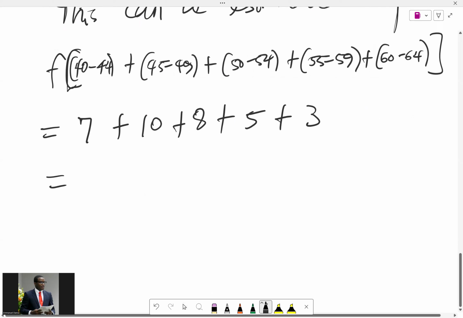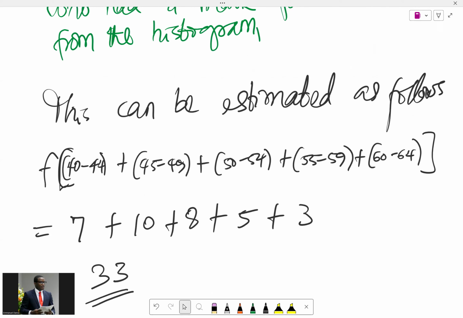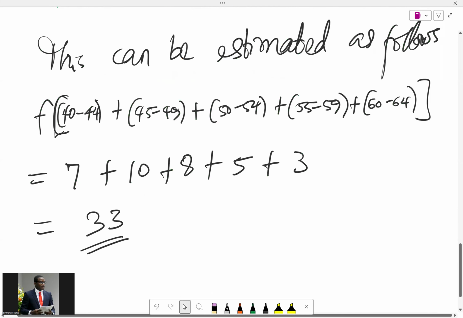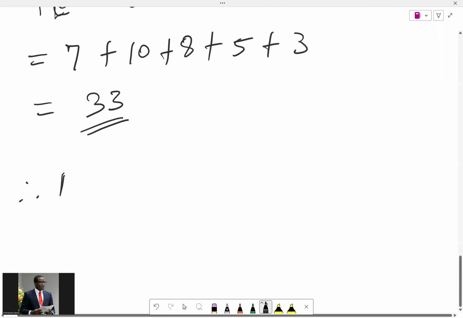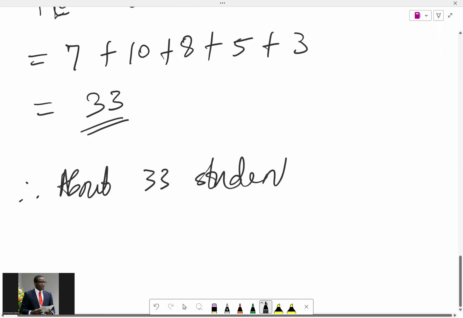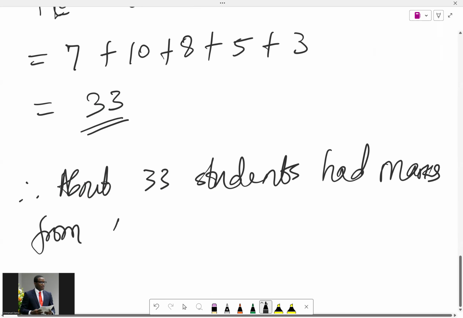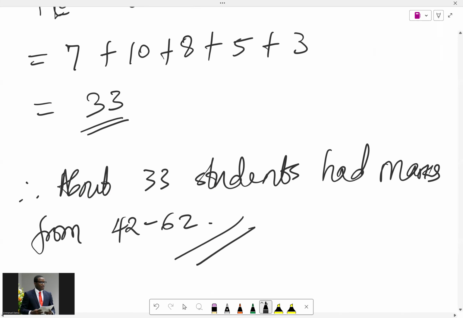So we have 7 plus 10, 17 plus 8, 25 plus 5, 30 plus 3, that's 33. Okay. So we can say, it's just an estimate, like it's been rightly noted, right? So that's 33. Therefore, about 33 students had marks from 42 to 62. So we can do it that way.